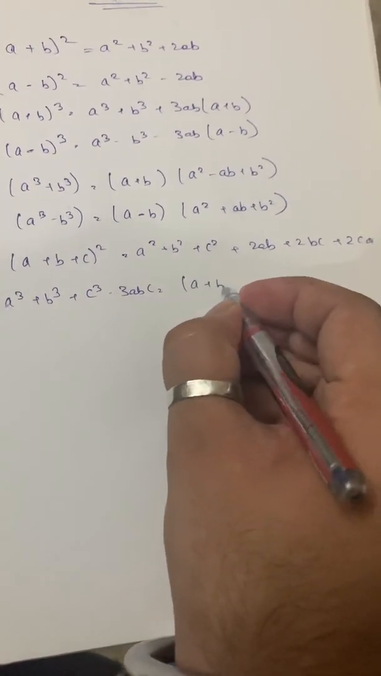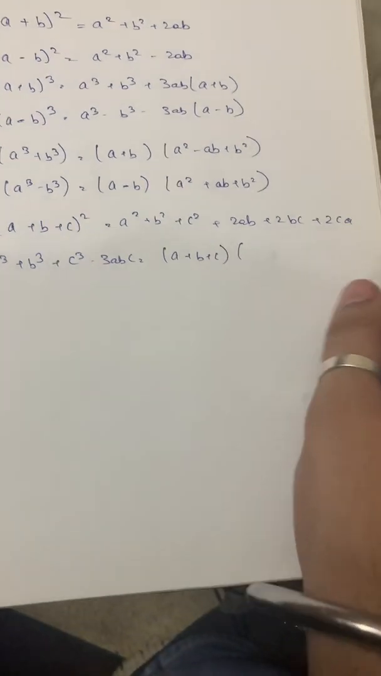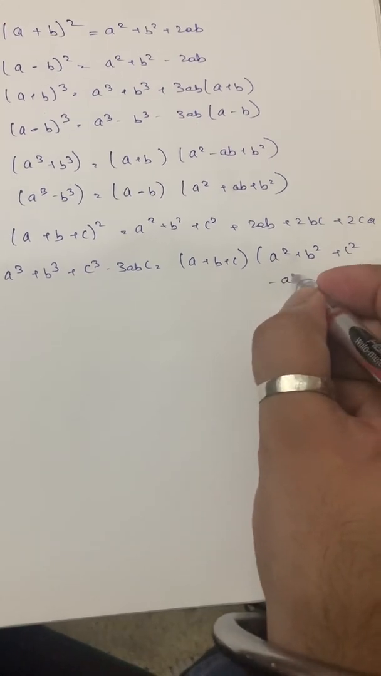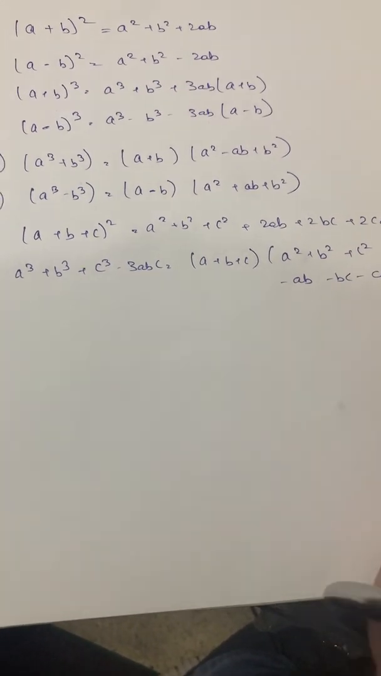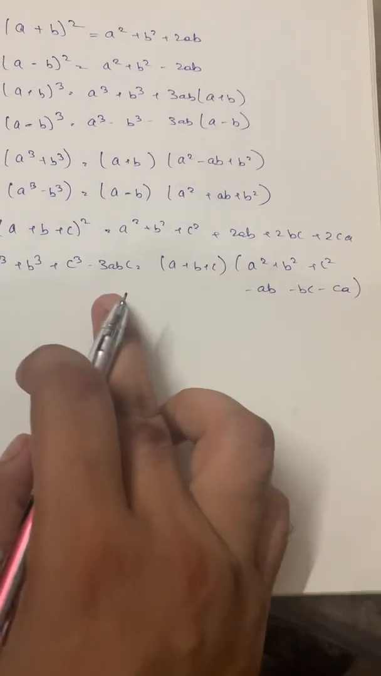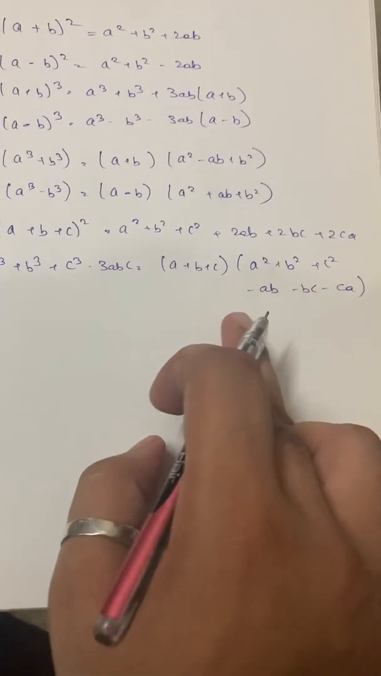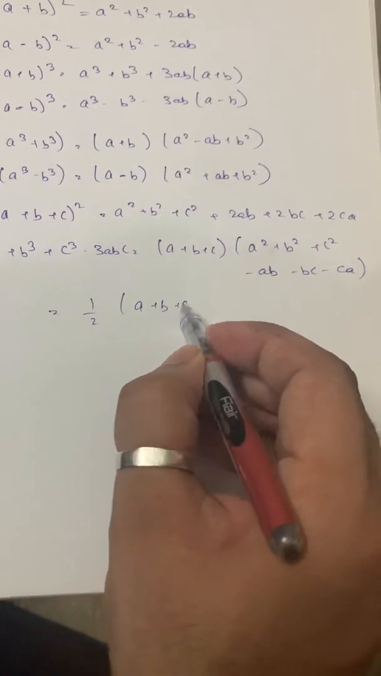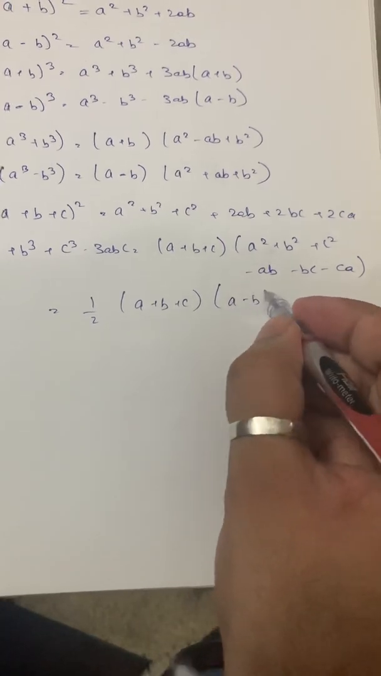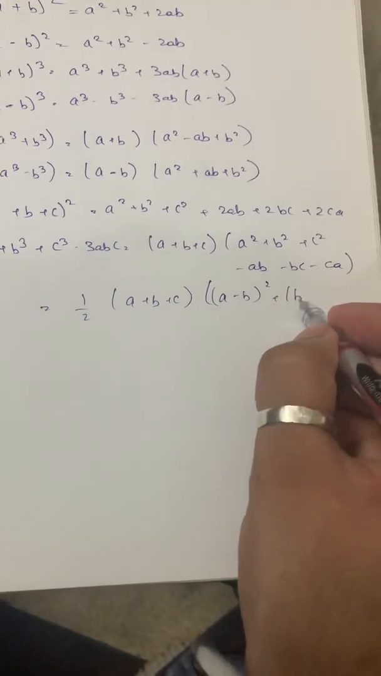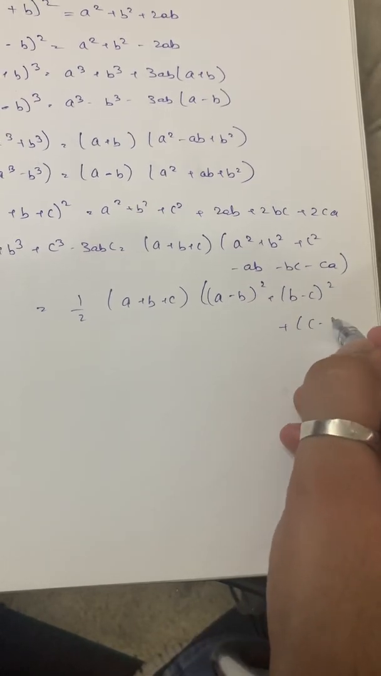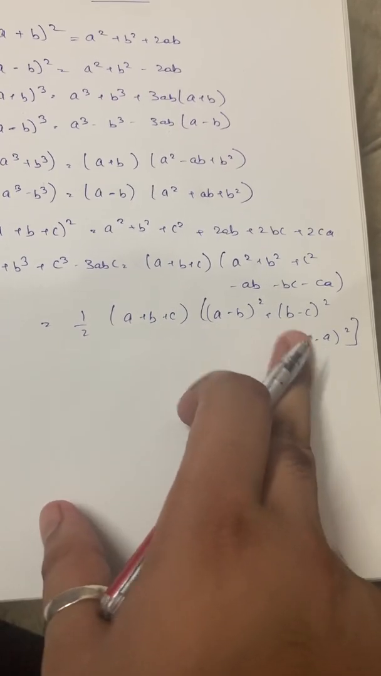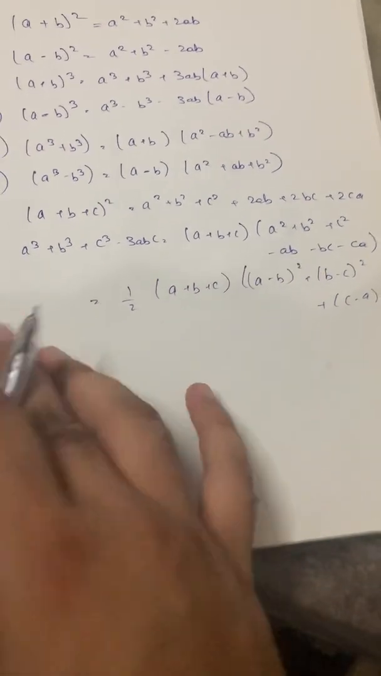And if it is a cube plus b cube plus c cube minus 3abc, that will be equal to (a plus b plus c) into (a square plus b square plus c square minus ab minus bc minus ca). This formula is also equal to half (a plus b plus c) into [(a minus b) whole square plus (b minus c) whole square plus (c minus a) whole square].